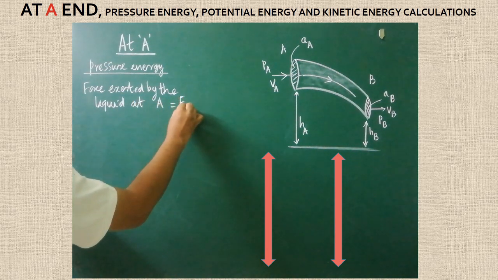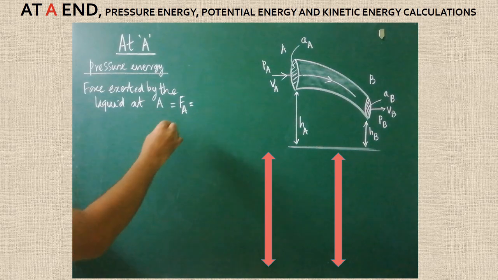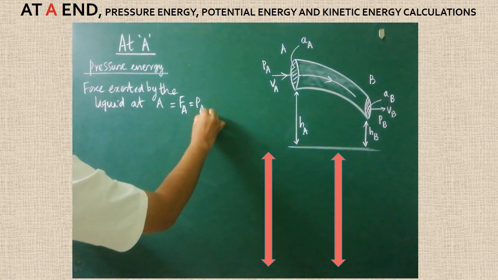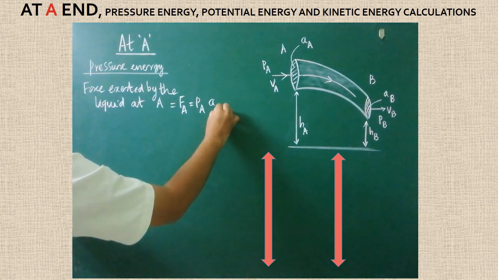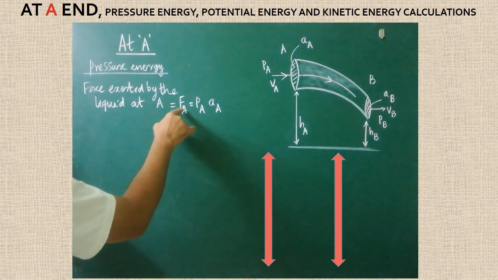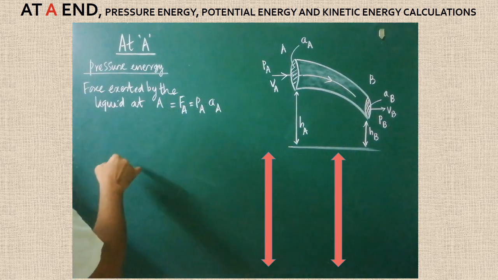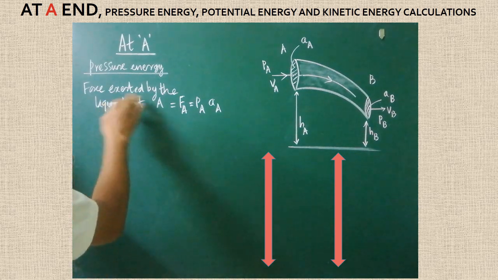That can be written as FA. What is the formula? Pressure at A is to be multiplied with the area of cross section. Are you clear? Pressure is equal to force per area. Therefore, FA is equal to PA into AA. Okay, so the force is calculated.